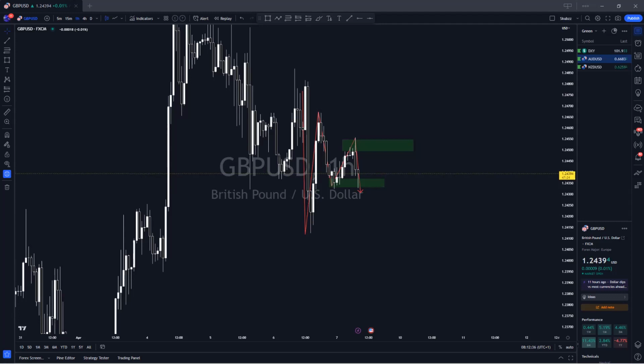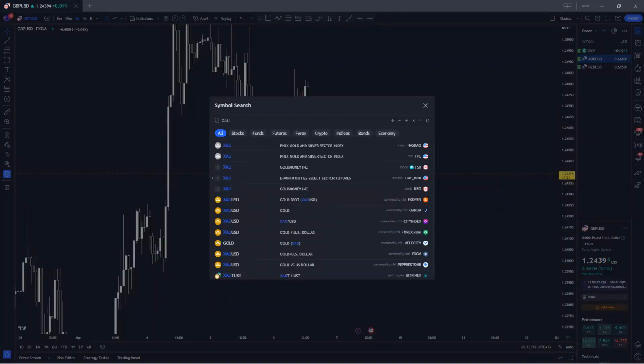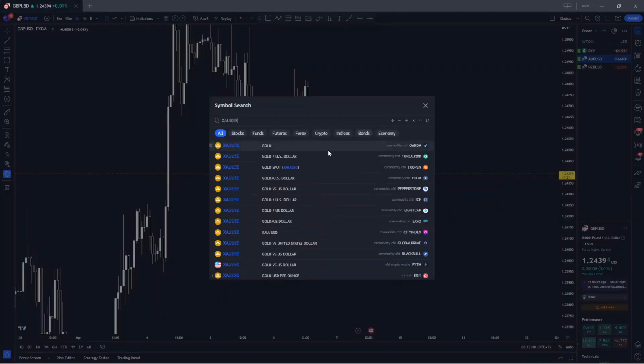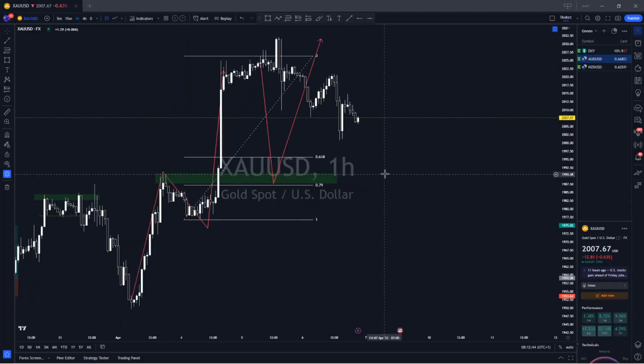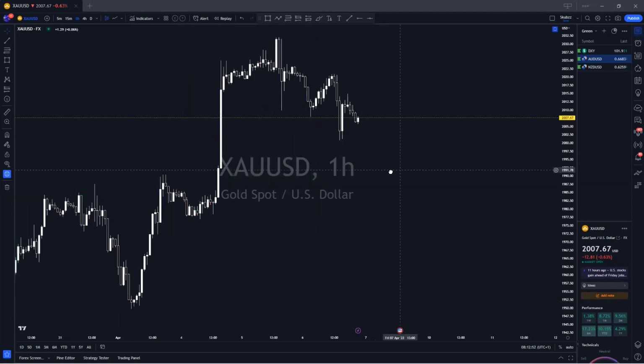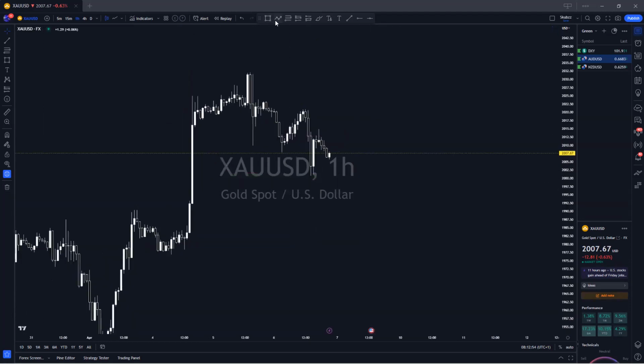Gold. So I think if you look at gold, see what gold did. So we basically created this high, we created this low, price failed to create another high, and then we tapped the equal lows. We failed to create another high, and then we broke below it.